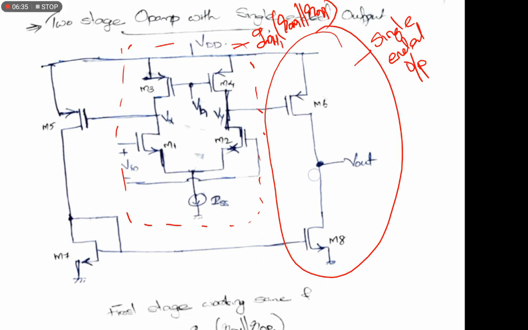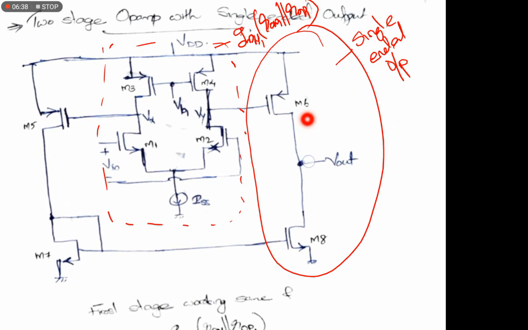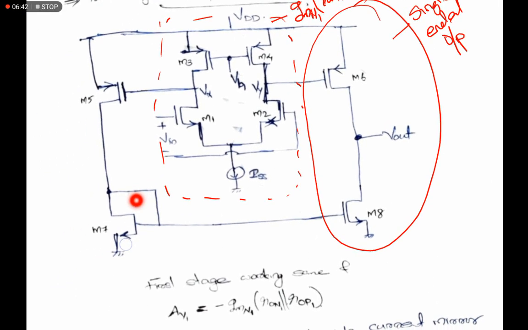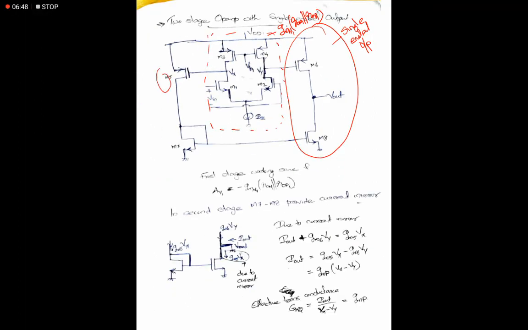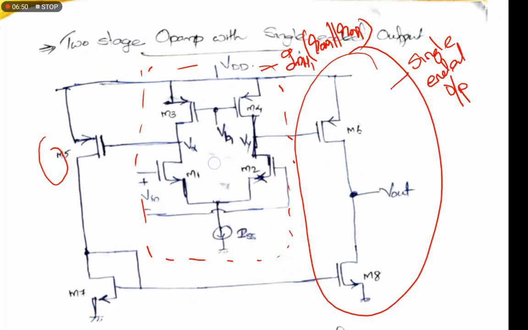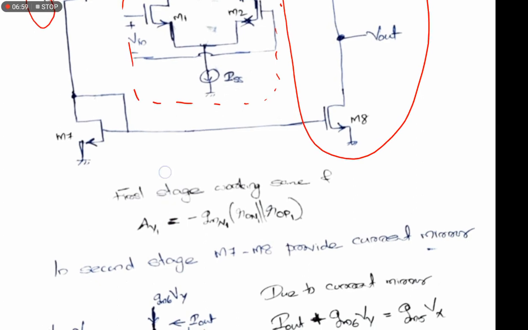The second stage is designed with the help of a current mirror. Here, if you look, it is a current mirror, and the input is from the PMOS. So here also the effective transconductance will be the same, or the gain will be the same.